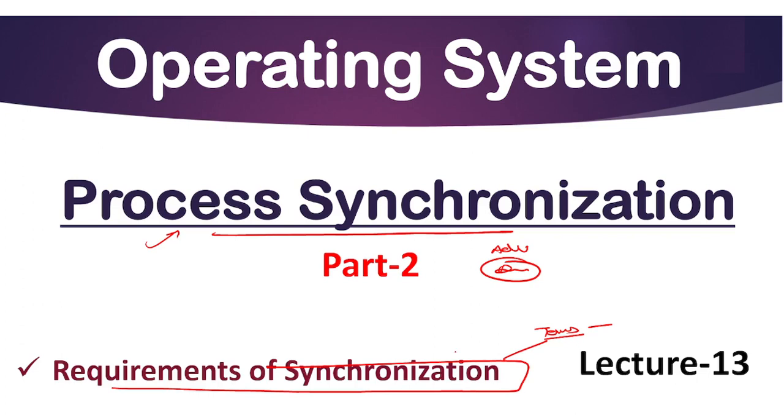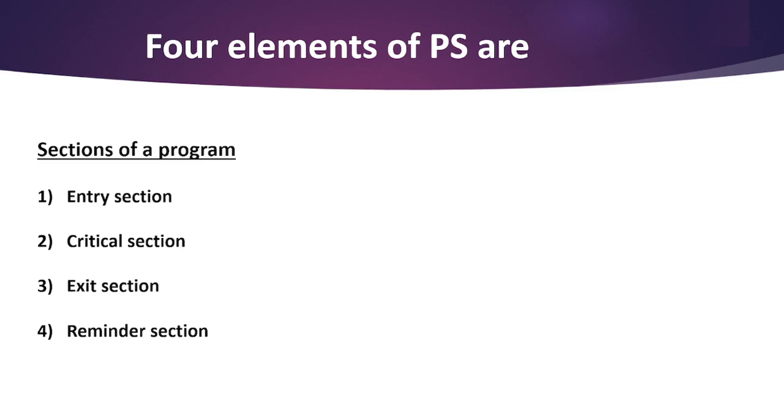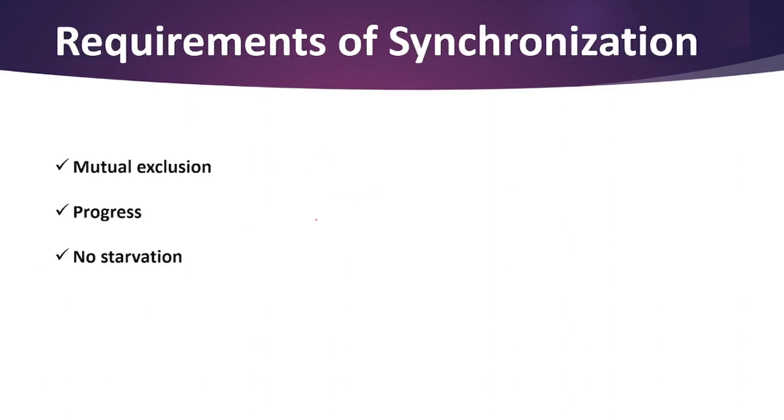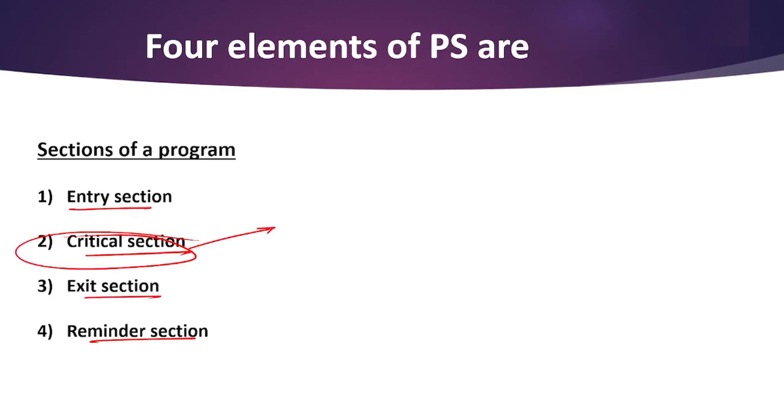So before moving to the requirements, you should know the four elements of process synchronization, that is entry section, critical section, exit section and remainder section. Before moving to the requirements, you must know the critical section. What is the meaning of critical section? If you know the critical section, only then you will understand the requirements topic, right?